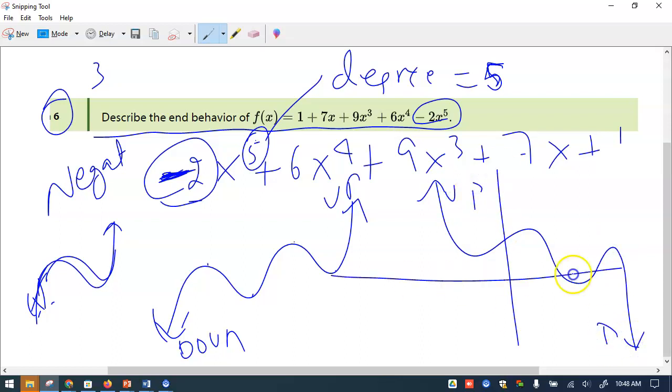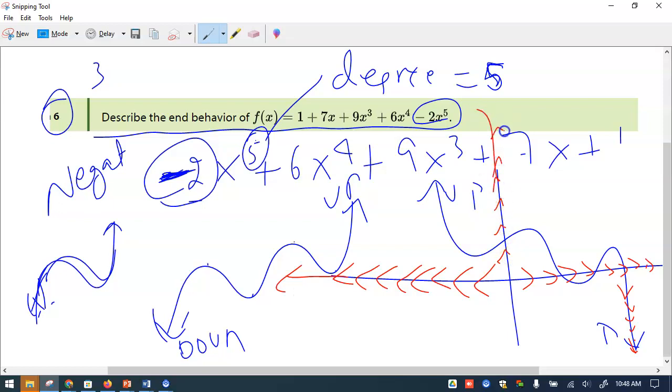It means if I try to draw the x-axis and y-axis, as x becomes very large positive numbers, the y value becomes very large negative numbers. And if x becomes larger and larger negative numbers, then y becomes larger and larger positive values. That's all you're supposed to write for the end behavior.